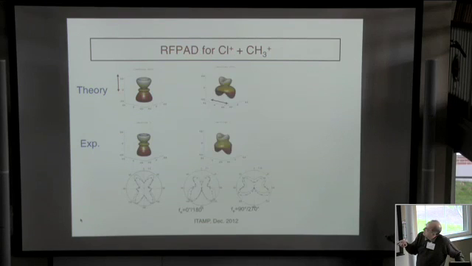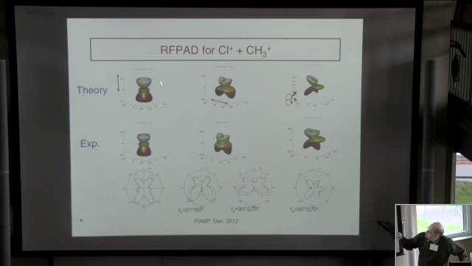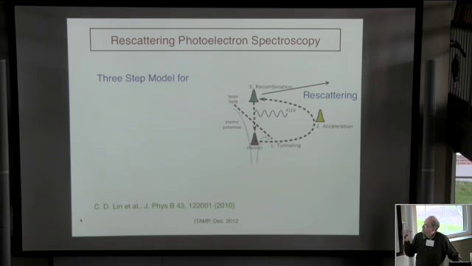Okay, then we can compare experiment and theory, and they look pretty good. For the parallel, we don't get everything 100% right. These are fairly simple calculations, basically Hartree-Fock-like scattering calculations. But you can get pretty good agreement between the theory and experiment for this 2p ionization of methyl chloride.